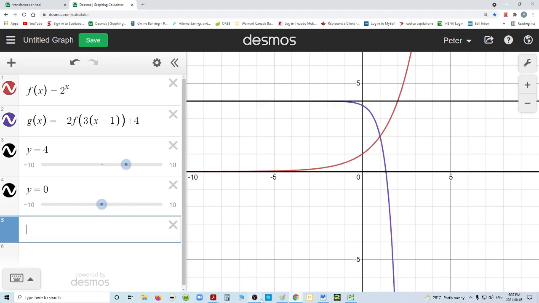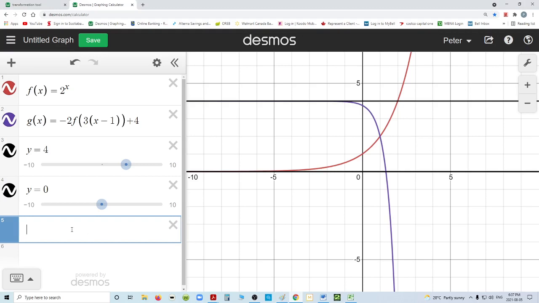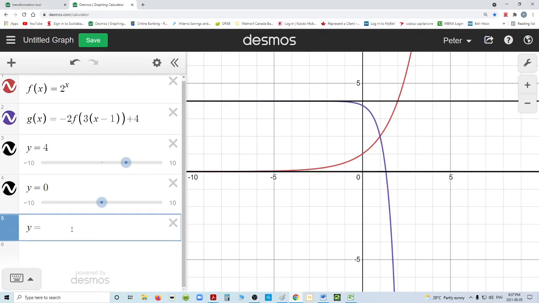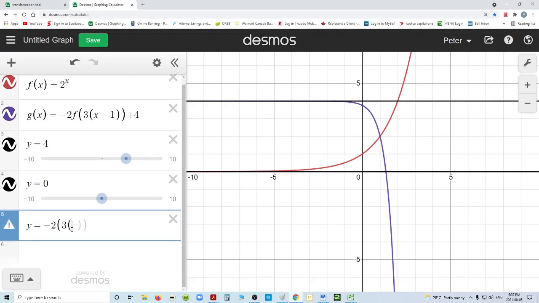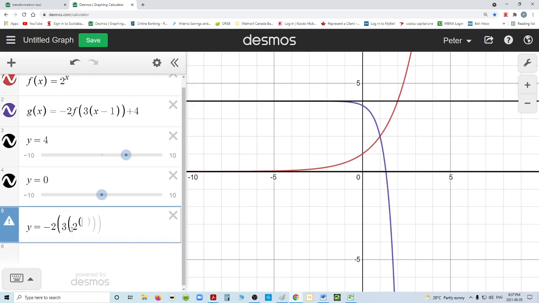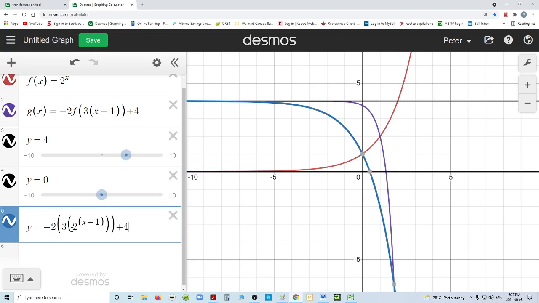Now let's see if I got the equation right. I said the equation is going to be minus 2, 3, and there should be brackets here too. And let's see if I got that right. I hope I did. I'll look silly if I didn't. I'm saying it's minus 2, open brackets, 3, open brackets, 2 to the power of x minus 1. Notice those don't really change. Close, and then add 4. I didn't get it right.